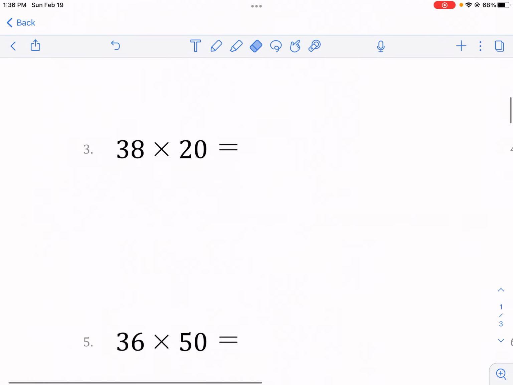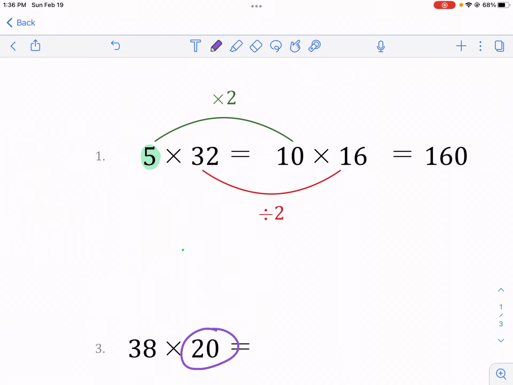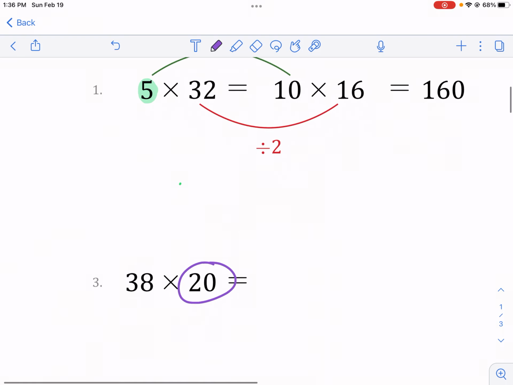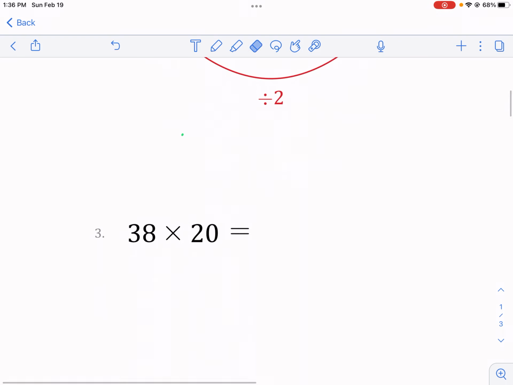Let's do another example. Number 3, we're going to probably roll through almost all of them. Notice here I have 20. This one was 5, and I decided to double it. Again, 10 is a great number to have. So I'm going to actually divide this 20 by 2, and I get 10. Now it's going to be a much easier problem.